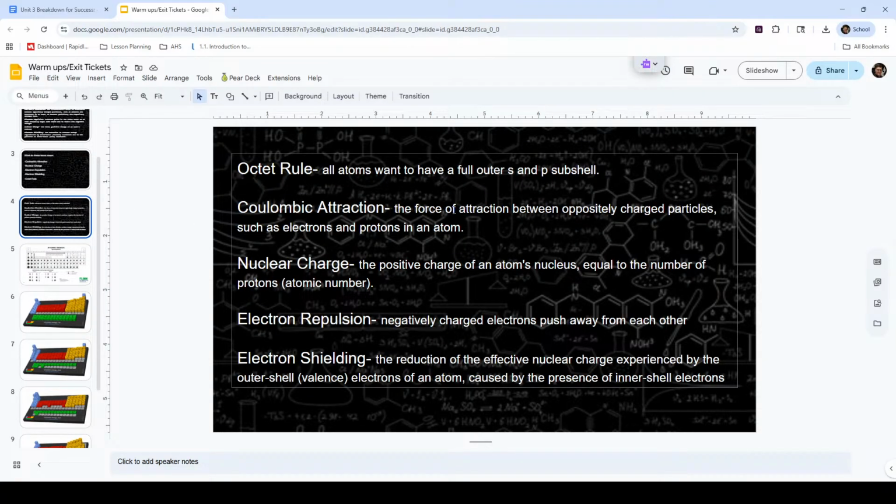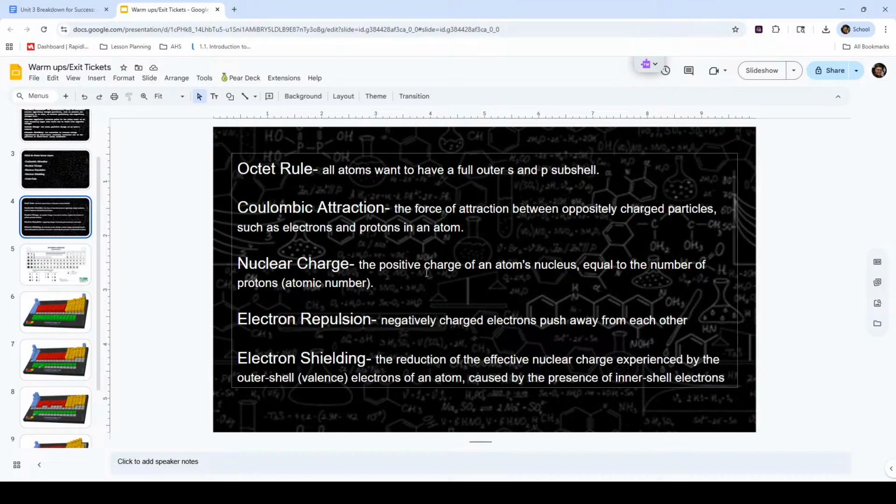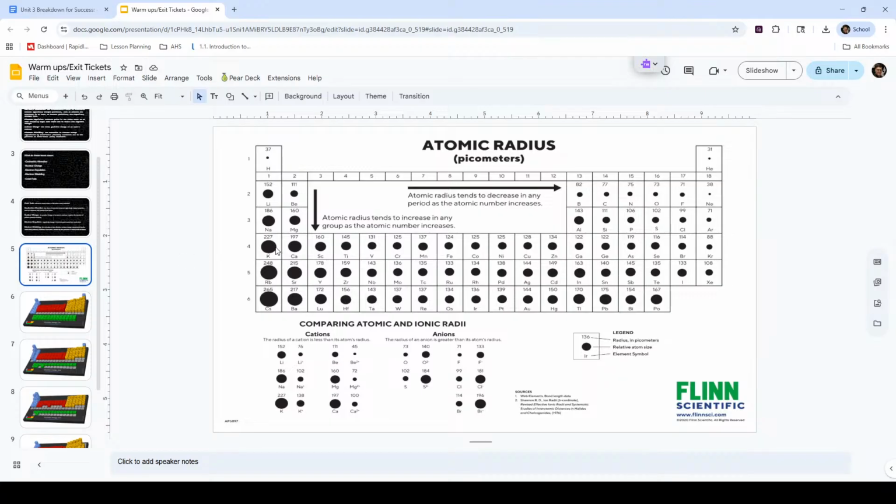Coulombic attraction is the force of attraction between oppositely charged particles. So electrons and protons are oppositely charged. As I add more of them, that outer shell pulls into the nucleus more, which causes the atom to kind of crunch in on itself as you move across the periodic table. So that brings me into the next point, and that's nuclear charge. Nuclear charge is driving this atomic radius trend that you're seeing.